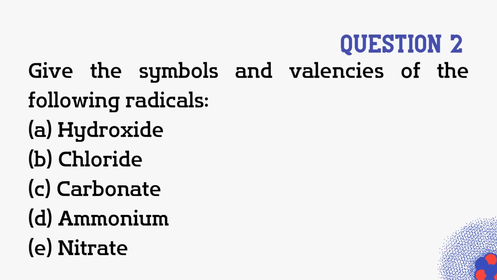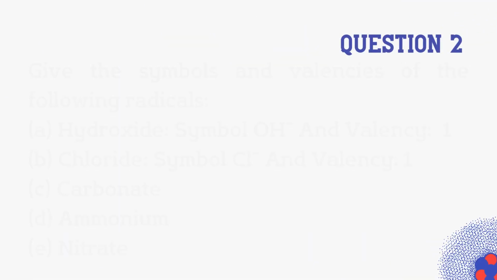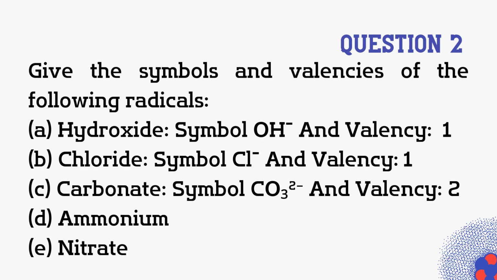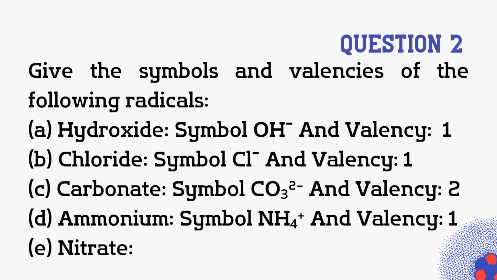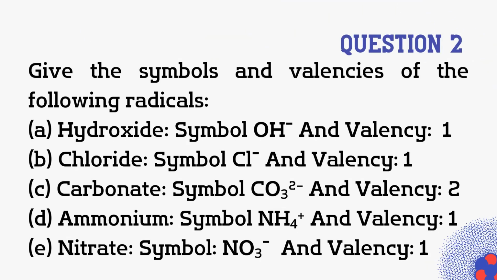Question 2. Give the symbols and valencies of the following radicals: A. Hydroxide, B. Chloride, C. Carbonate, D. Ammonium, E. Nitrate. For hydroxide, the symbol is OH- and valency 1. For chloride, symbol is Cl- and valency 1. For carbonate, symbol CO3 2- and valency is 2. For ammonium, symbol is NH4+ and valency is 1. For nitrate, the symbol is NO3- and valency is 1.